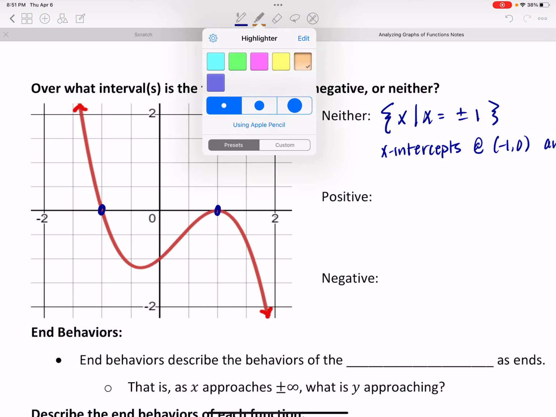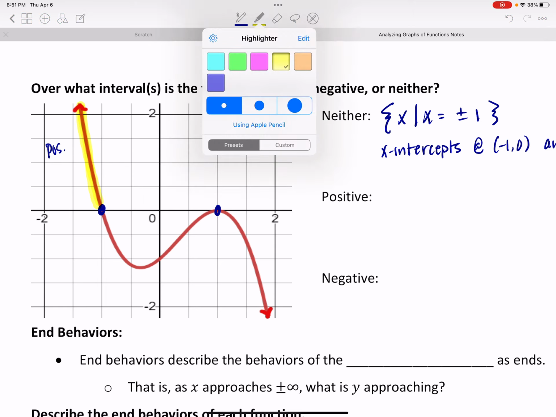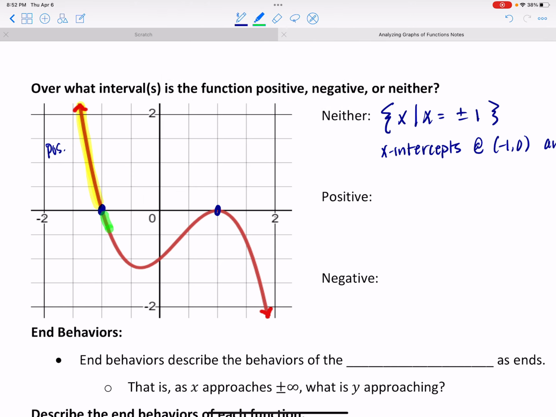So again, let's just read this graph. This section of the graph right here, even though it is decreasing, all the outputs over this section are positive outputs. They are above the x-axis. So this portion of the graph, we would say, is positive. Then we hit the x-axis here, so we're not positive or negative, but right after that intercept, I see a portion of the graph that is negative.